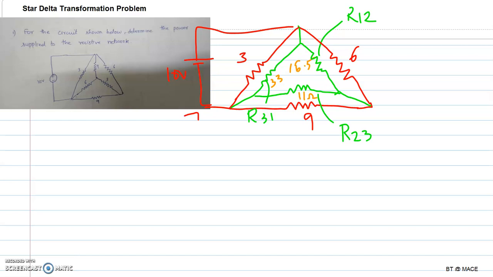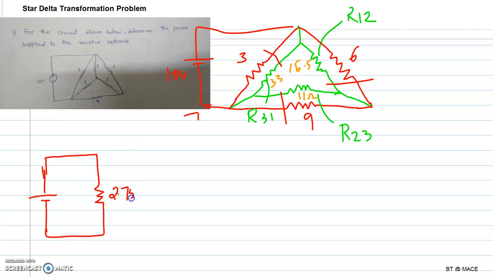Here you have two resistances in parallel. Here also you have two resistances in parallel. Here also you have another two resistances in parallel. So you can redraw the figure. So 3 ohm and 33 ohm in parallel, you will be getting a single resistance. Its value is 2.75.